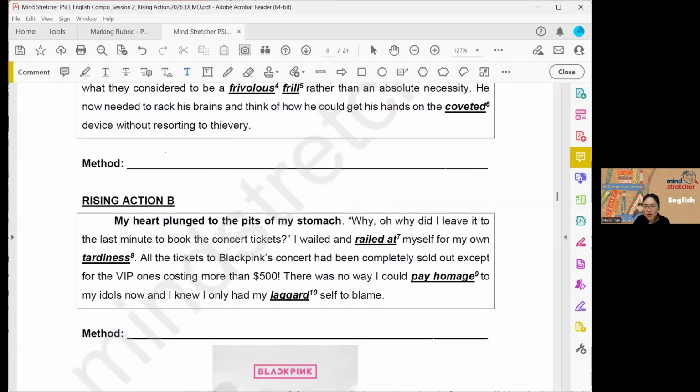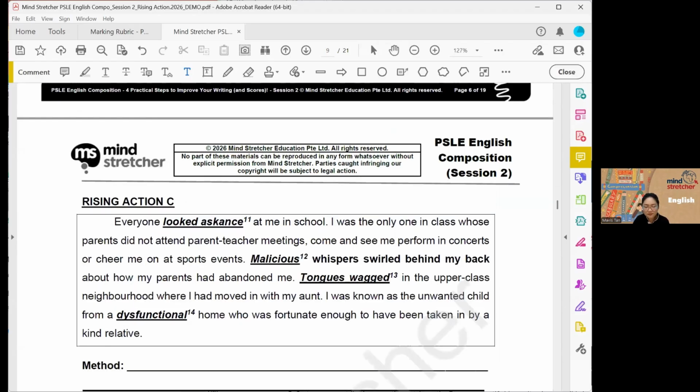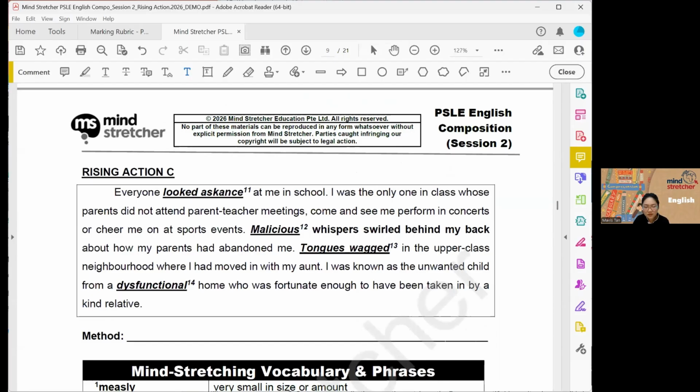Okay, so if you're asking me questions about this, I think you're at rising action B. Okay. What about C? Have you looked at it? Give me a moment.